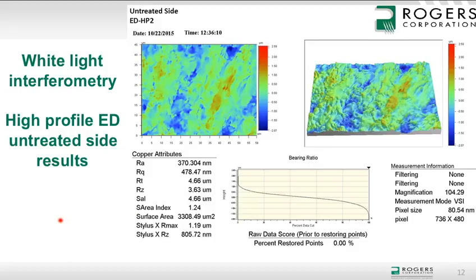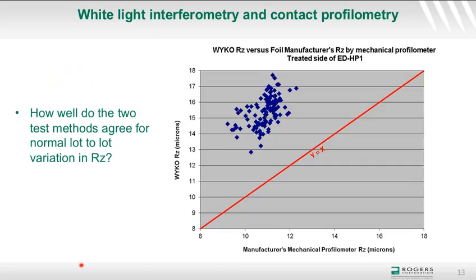Certainly one legitimate question is how the mechanical profilometer data would compare with white light interferometry. In this next slide, we answer the question, which is, I guess, not terribly well, but not terribly badly either. What we've plotted here on the y-axis is the white light interferometry RZ value, compared to the manufacturer's mechanical profilometry. This is for one grade of ED foil on the treated side.